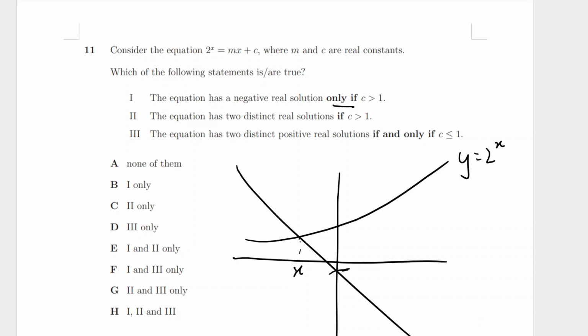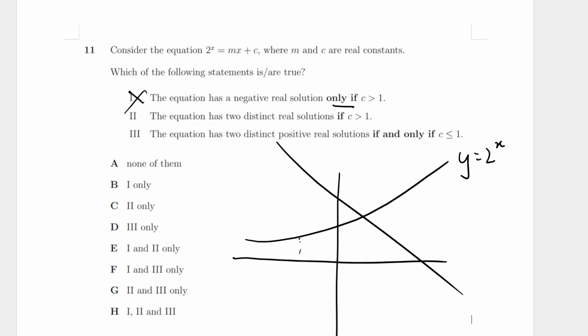Good. 2. The equation has 2 distinct real solutions if c is greater than 1. Okay, so let's try. Well, if I have c greater than 1, what if I draw something like this? Well, are there 2 distinct real solutions? No, right? Not quite. There's only 1 here. Okay, so 2 is also wrong, right? I just find counterexamples.